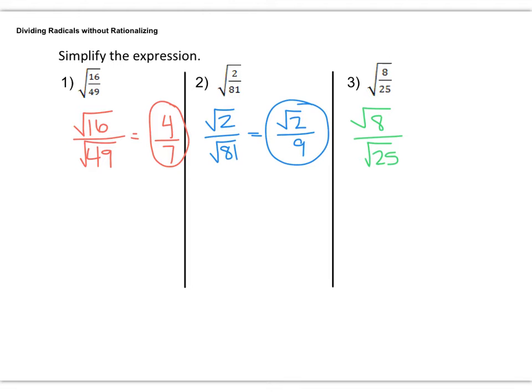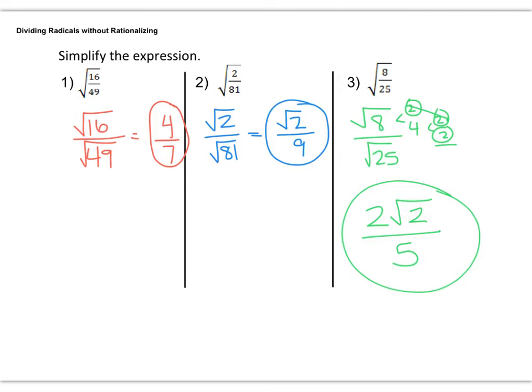So we'll just deal with them separately. Square root of 8 is not pretty, but I can do a factor tree here. That's 2 and 4, 2 and 2. So I can pull out a pair of 2's, and I have a leftover 2. Okay, so I can deal with the top, clean that up. The bottom, the square root of 25, is 5.